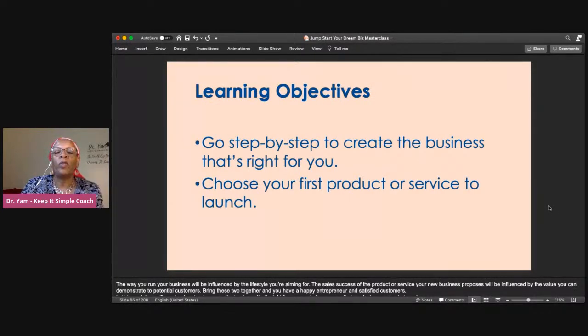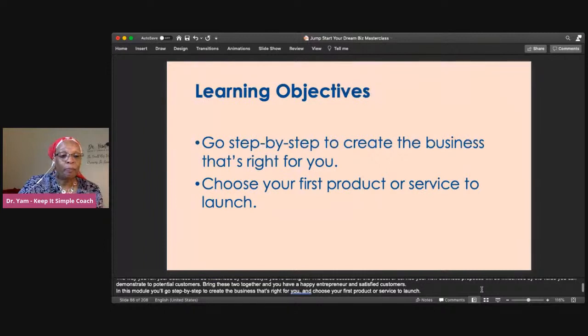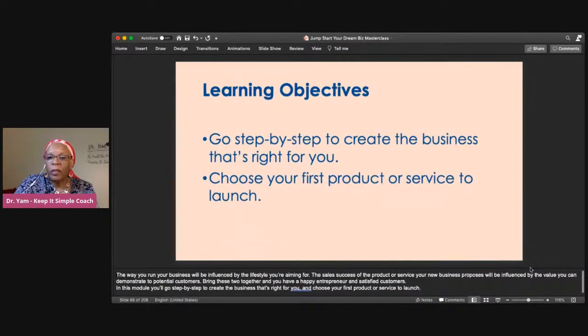Here the objective is to take a step-by-step approach to creating the business that's going to be right for you. You're going to carry over the information we just came out of in lesson number 4. Now that you know who you're talking to and what you're going to sell, you want to start thinking about the product or the service that you want to launch. The way in which you start a business is to influence the lifestyles of others that you're aiming for. The sales success of a product or a service for your business is influenced by the value you're able to demonstrate to that potential customer. And that's where you're going to make those connections again.